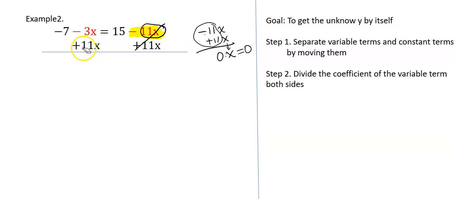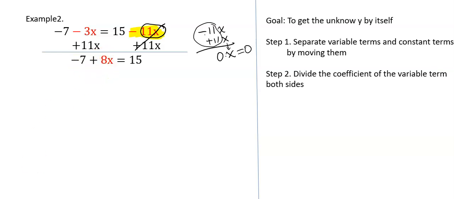On the left-hand side, negative 3x plus 11x. Imagine this being negative $3 plus $11. That gives us $8, which is 8x. On the right-hand side, we brought down 15. On the left-hand side, we brought down negative 7 because we didn't do anything to negative 7. And this 11x is a like term of negative 3x. We can combine them, but we cannot combine this with minus 7 because they are not like terms. One of them has x, the other doesn't.